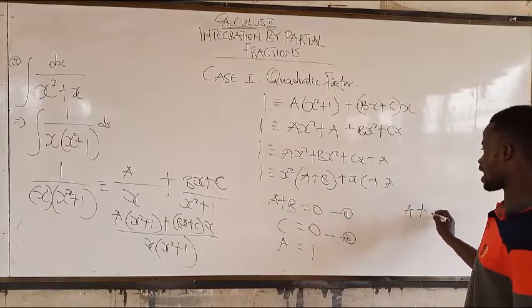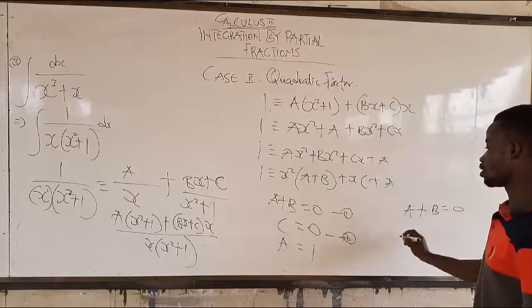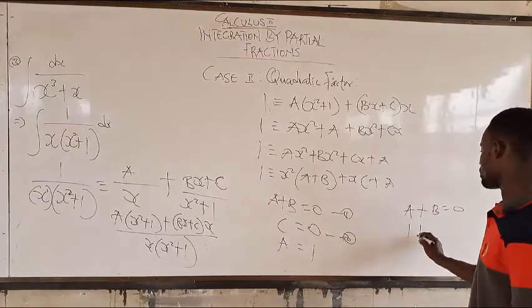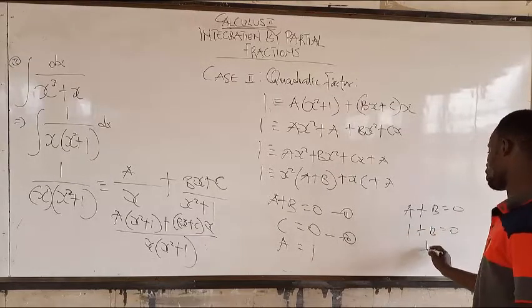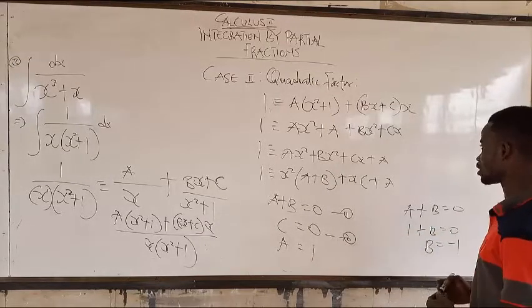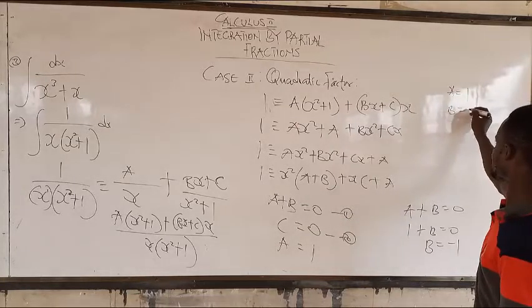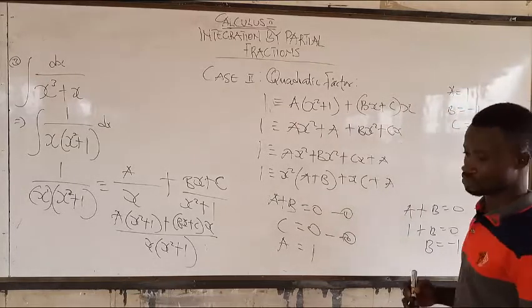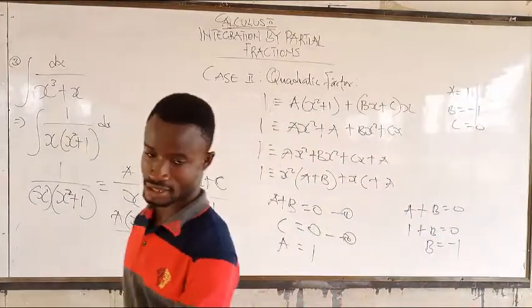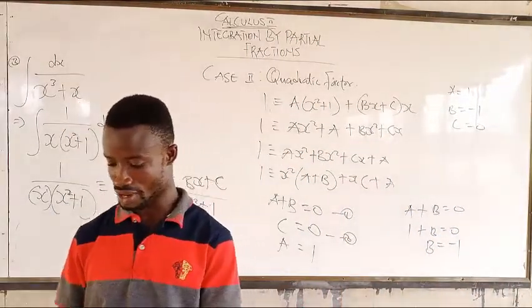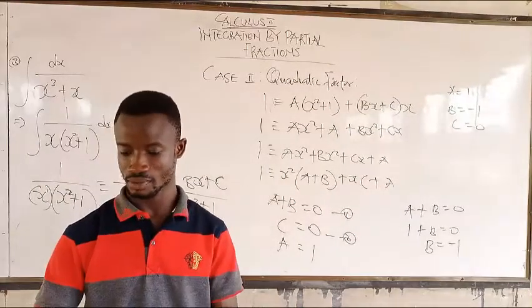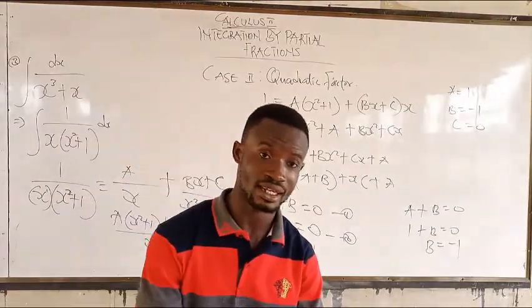So A plus B is equal to 0. We know A is 1, plus B is equal to 0, so B is going to be negative 1. So don't forget, A is 1, B is negative 1, C is equal to 0. This is from your algebra that you know already. We are just applying the idea.